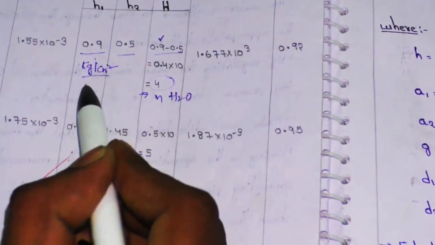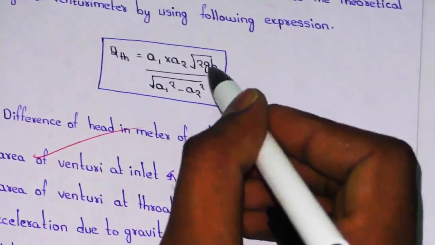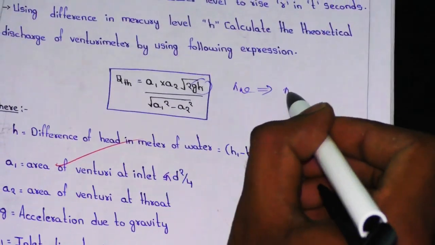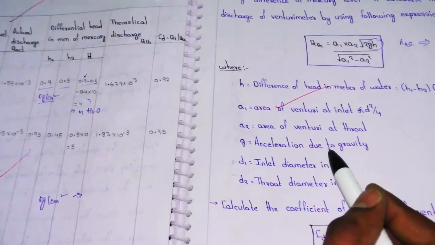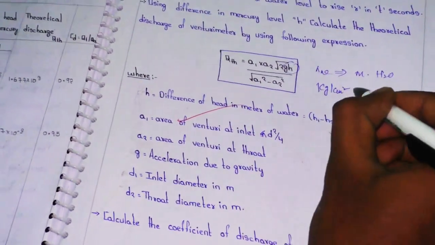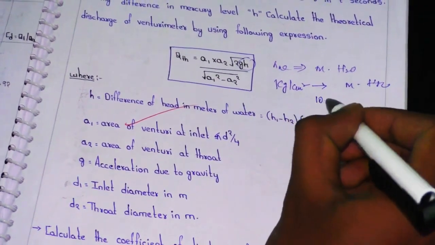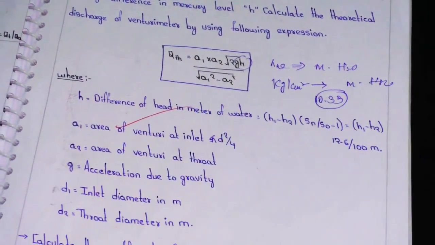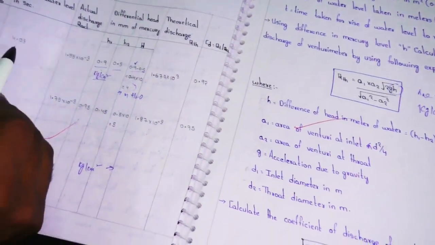The values which we have taken are in kg per centimeter square, but we have to substitute in meters of H2O, right? So we need to convert this kg per centimeter square into meters of H2O. In order to convert, we need to multiply with 10.33, so that we will get the head loss in meters of H2O, right?